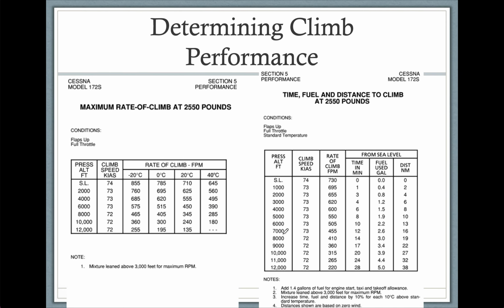Here's a couple climb charts we have. This one's pretty straightforward. At this combination of altitude and temperature, let's say it's 0 degrees Celsius and you're at 6,000 feet, then if you climb at 73 knots indicated airspeed, you should get 515 feet per minute rate of climb. That's what FPM means. And again, always read the notes. Above 3,000 feet, you need to be leaning even though you're at full throttle for your best engine RPM, because the air is less dense.